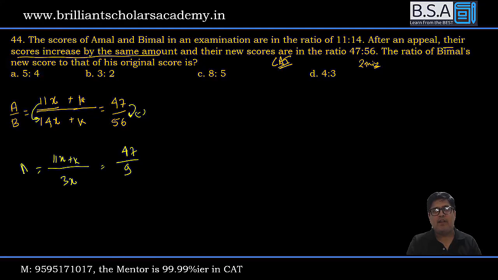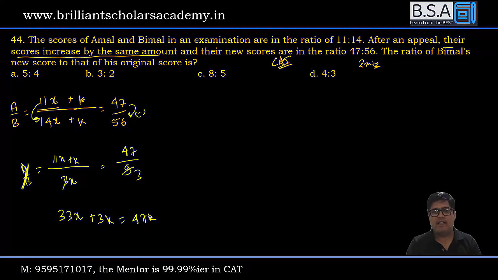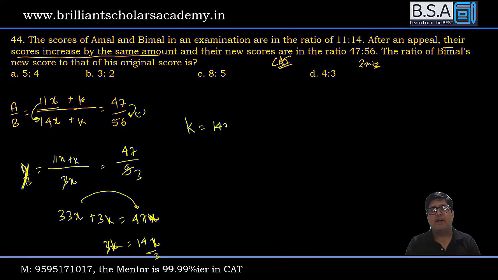See, the proportion will not change as long as you're performing the same change. Forget A and B for the time being. Cancelled 3 times, cross multiplication. 33x plus 3k is equal to 47x. If I transfer this, 14x is equal to 3k. So what is k? The increase factor is 14x by 3.